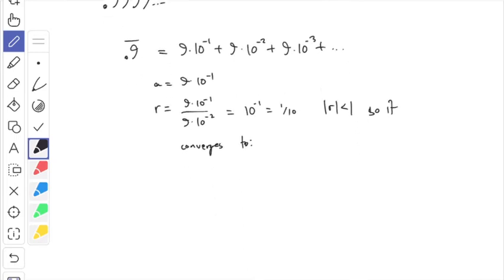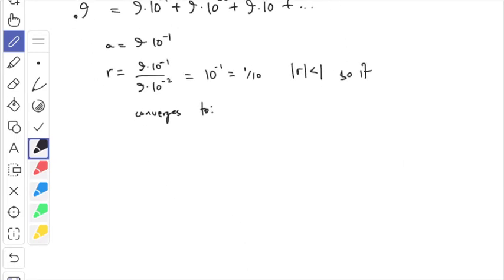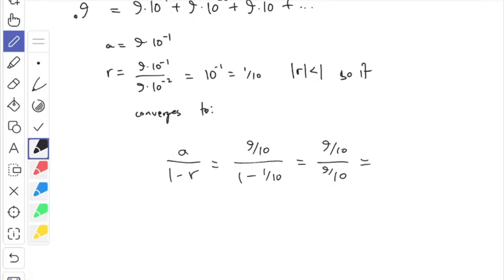What does it converge to? A over 1 minus r is 9/10 divided by 1 minus 1/10. This is 9/10 over 9/10, which is 1. How you like that? So the next time you hear the kids on the playground talking about 0.9 repeating, you tell them 0.9 repeating equals 1.